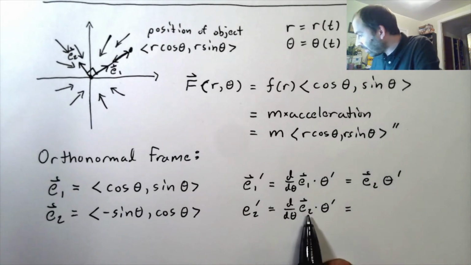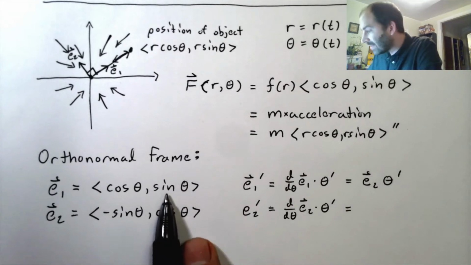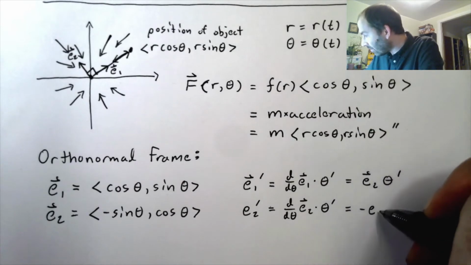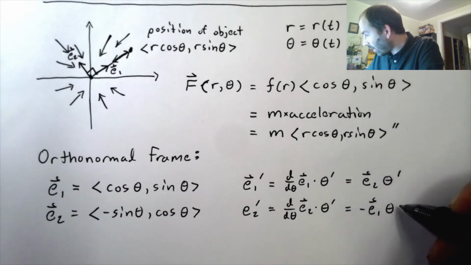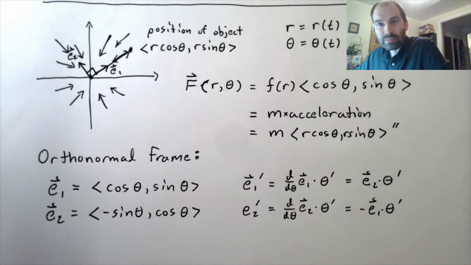Also, if I take the derivative of E2, that's the derivative of E2 with respect to theta multiplied by the derivative of theta with respect to time. That's the chain rule. So if I take the derivative of E2, what do I get? This is a minus cosine, this becomes a minus sine. That's the negative of E1. So this is negative E1 theta prime. Well, that's a cool set of relationships there. That'll be handy for us.